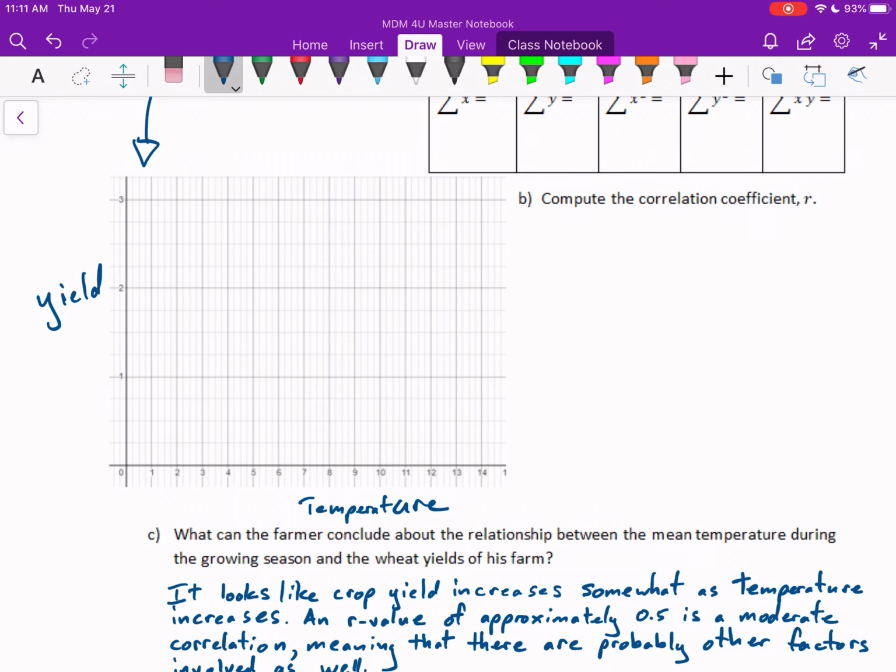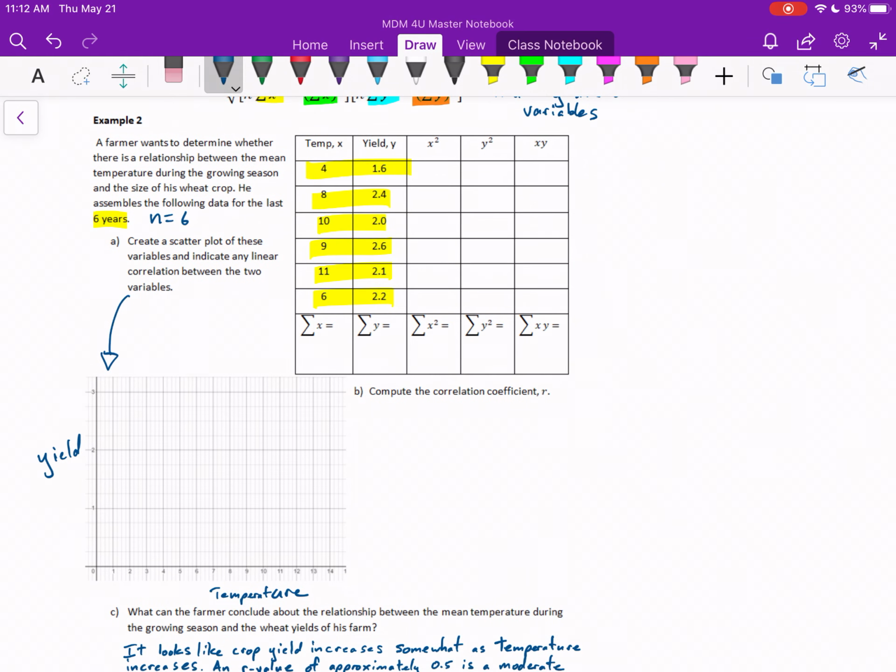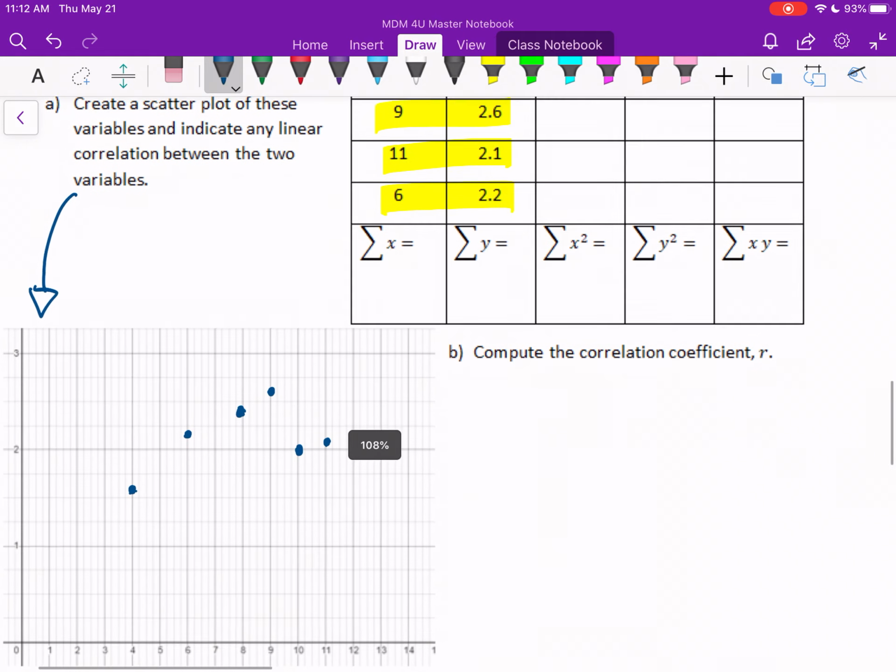All right, so if we want to graph these points, we had 4 and 1.6, which would be about here. We had 8 and 2.4, which is up about here, and so on. I'm just treating these like ordered pairs. The next one was 10 and 2.0. Then we went back to 9 and 2.6, and 11 and 2.1, and finally 6 and 2.2. So there's my scatter plot.